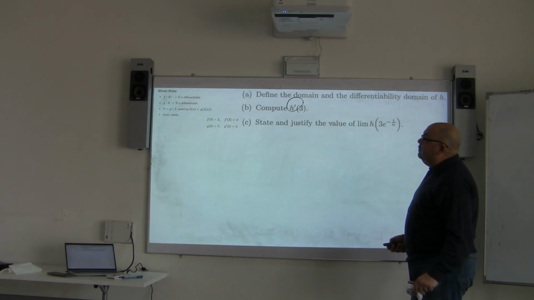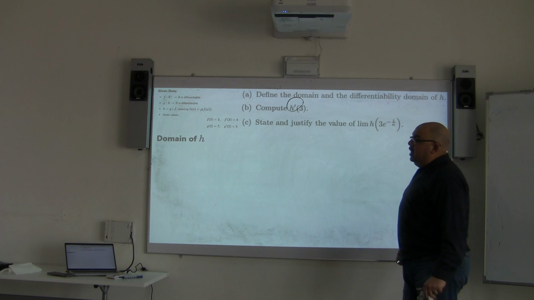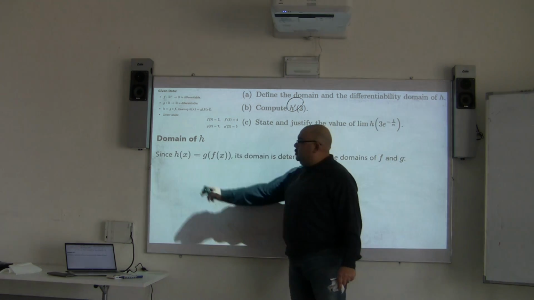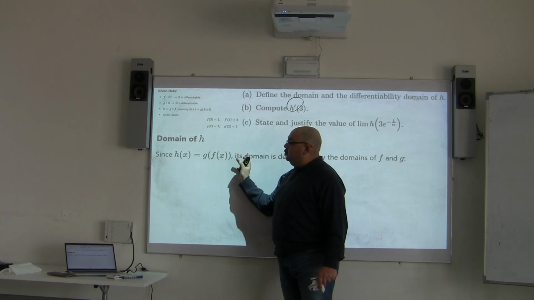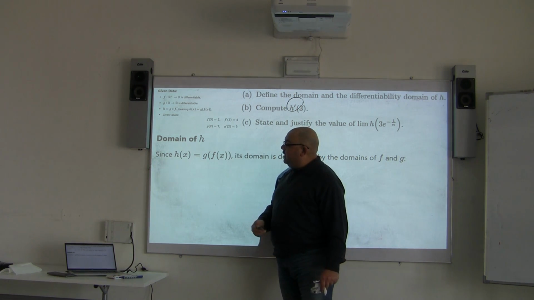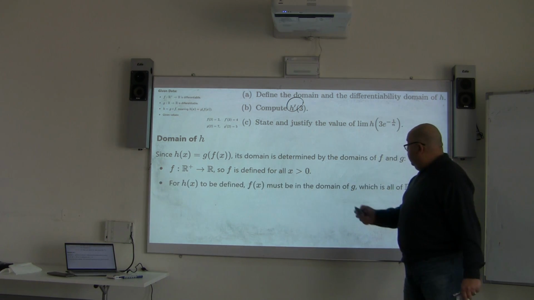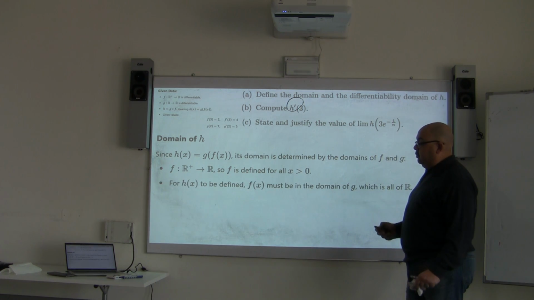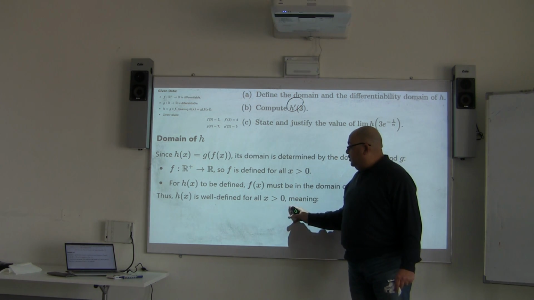If I start with the first step, the first point I know is that the domain of H of x is G composite F of x. Since F of x goes from R positive into R, the domain of F of x is 0 up to infinity, or x is greater than 0. So I immediately know the domain, which is R positive. So H of x is well defined for all values x greater than 0.